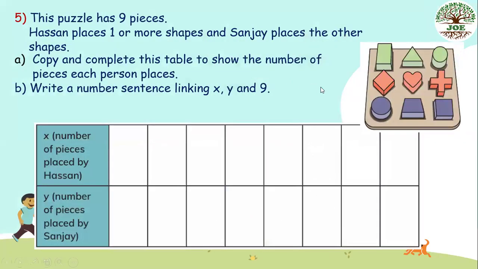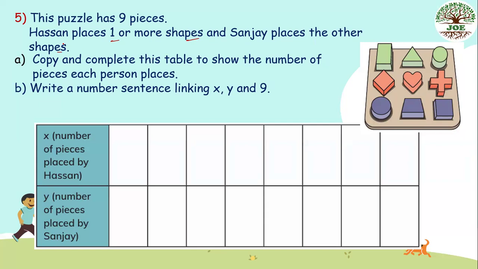Number 5. This puzzle has 9 pieces. Here, 3 greens, 3 reds, and 3 blues. Altogether, 9 pieces. Hassan places 1 or more shapes, and Sanjay places the other shapes. So copy and complete this table to show the number of pieces each person places. Write a number sentence linking X, Y, and 9.